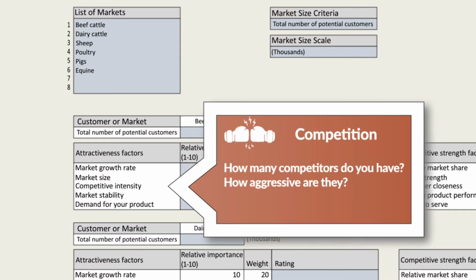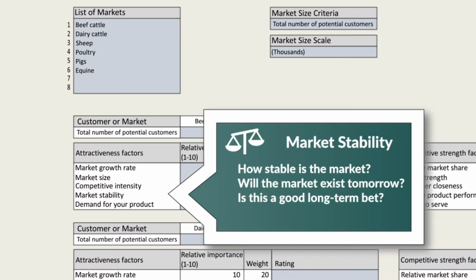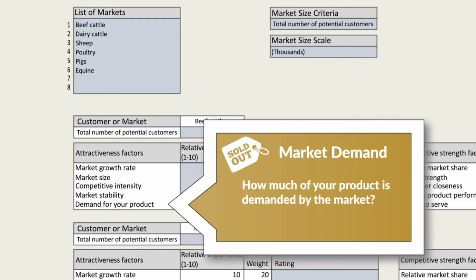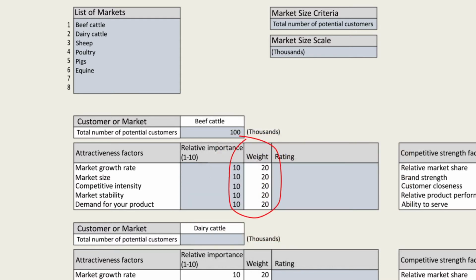Competitive intensity is a measure of how many competitors are chasing the same business and how aggressive they are. Market stability is an environmental measure, and this is a measure of how volatile is the market. Do we think this is a good long-term bet for us? And finally, demand for your product or service is about the amount and frequency of your product that is demanded by this market. Now, currently, the relative weighting of each attractiveness factor is equal, and we're going to leave it that way for now, but we will come back to it before we end this video.